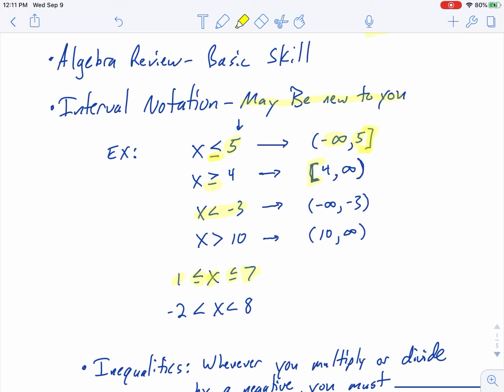Okay, so the next inequality, 1 less than or equal to x less than or equal to 7, that basically says every number between 1 and 7, including the 1, including the 7. So that's going to look like this. Bracket 1, comma 7. So from 1 on the left to 7 on the right. Brackets because of the equal signs. The last example here, -2 is less than x is less than 8. This is basically saying x is every number between -2 and 8, but we're not including -2 and 8. So that would be parenthesis -2 to 8 parenthesis.